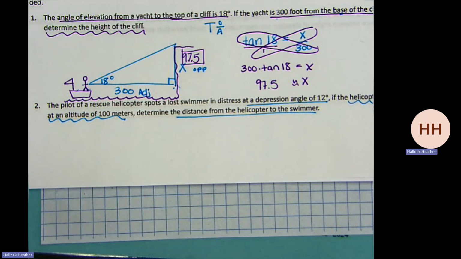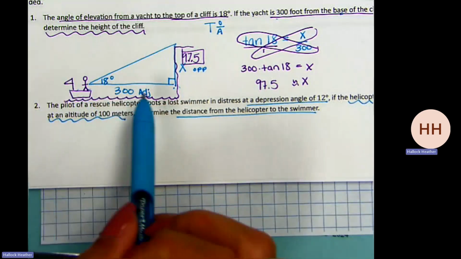The pilot of a rescue helicopter spots a swimmer in distress. So you're in the helicopter. And that's why it's an angle of depression this time, because you're up high and you're looking low. So you're seeing the person drowning and you're like, oh, I should probably save them. Okay. Or maybe not. We're just going to fly by them.